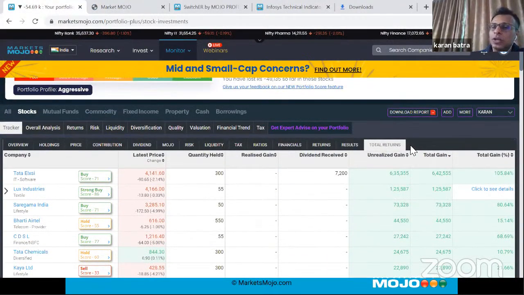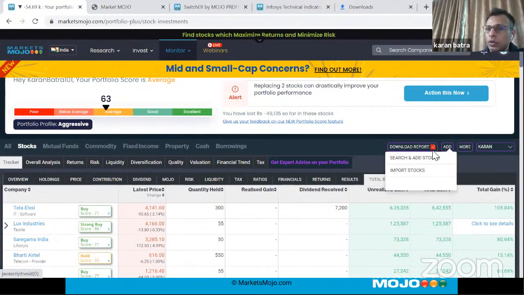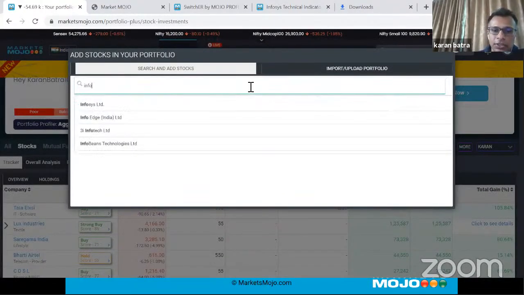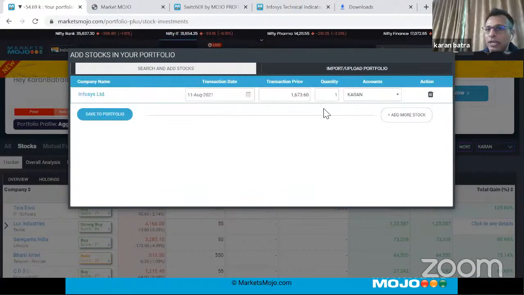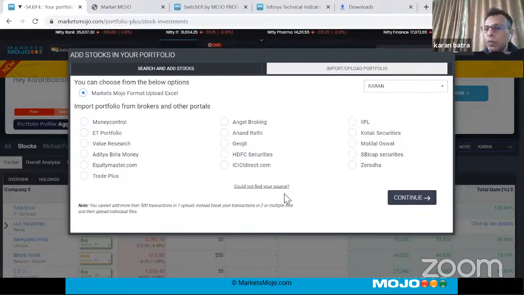Now, like I mentioned, you should add your transaction history, which we feel is very important. You can go to add, search and add. There are two ways. You can either search a stock and add, like if I want to add Infosys, I can put my date and transaction, I can click on adding more stocks, or I can upload.